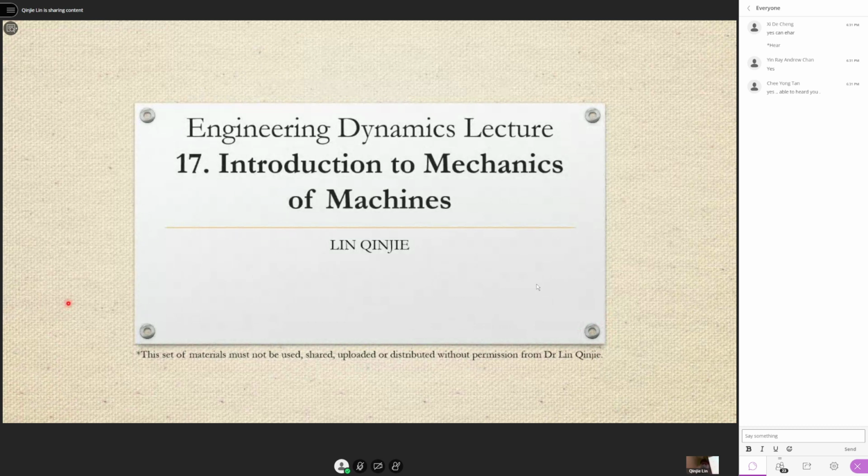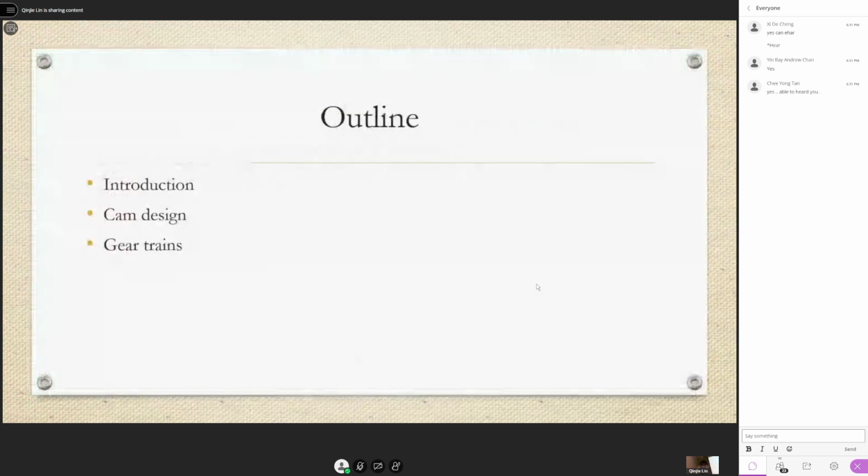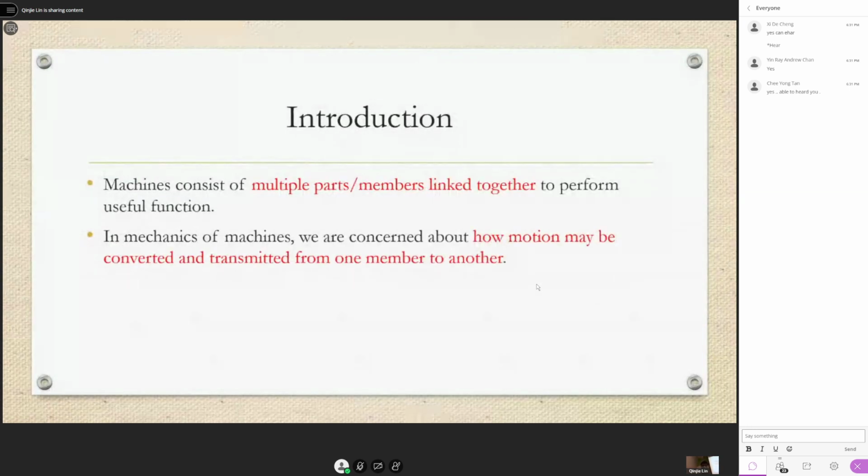Okay, so now we are going into mechanics of machines, sort of introductory only, okay? I think as you all go through your uni course, you would have a module itself on mechanics of machines. Okay, so machines consist of multiple parts, as you already know.